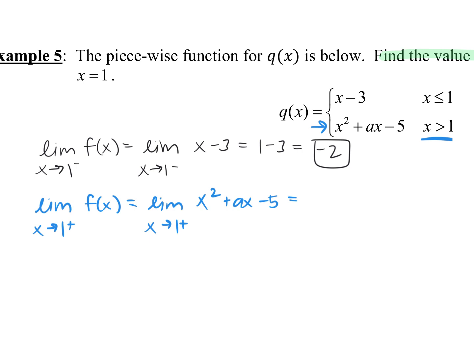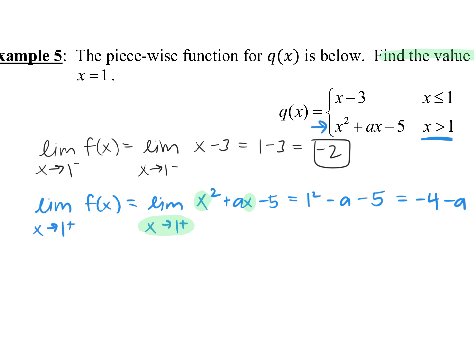And we have to remember when we're plugging in our values, we're plugging in for x, right? So I'm only plugging in 1 anytime I see an x. I'm not plugging in 1 for a. We got to make sure we're plugging it in for the correct variable. So when I plug in 1, I get 1 squared minus a minus 5. And if I simplify that, I get negative 4 minus a.